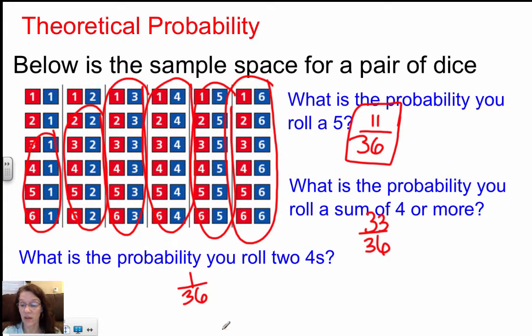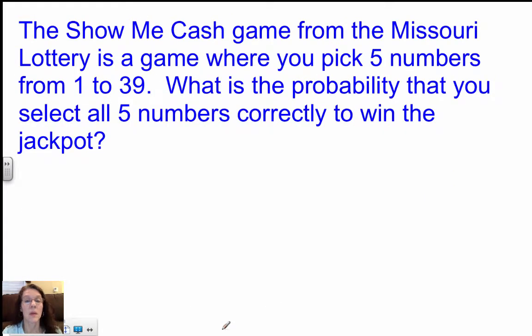Let's take a look at our next example. The Show Me Cash game from the Missouri Lottery is a game where you pick 5 numbers from 1 to 39. What is the probability that you select all 5 numbers correctly to win the jackpot? This takes us back to some of the ones we did yesterday with the fundamental counting theorem, or we could also look at it as a permutation.